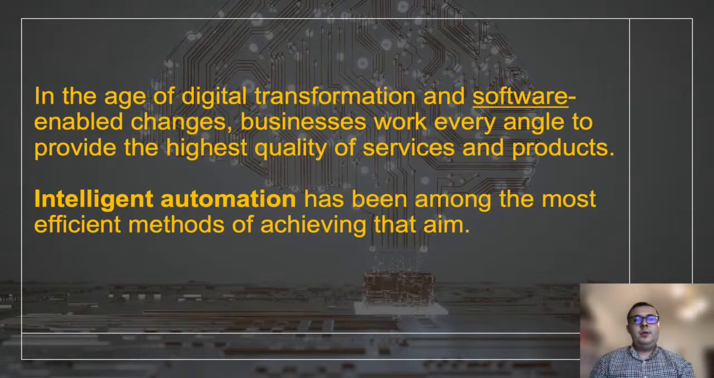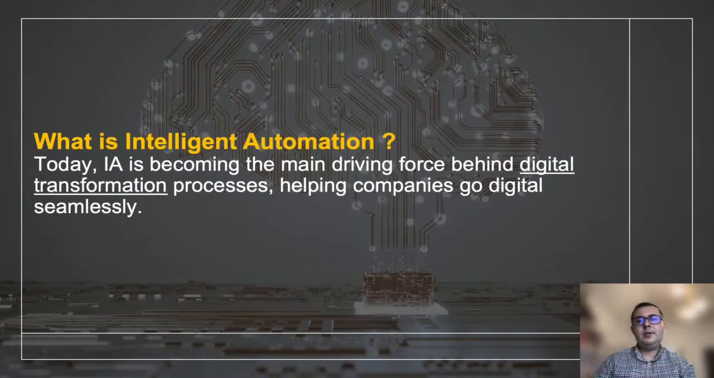So in the age of digital transformation and software-enabled changes, businesses work every angle to provide the highest quality of services and products. So basically, intelligent automation has been among the most efficient methods of achieving that aim. But what exactly is intelligent automation? Today, intelligent automation is becoming the main driving force behind digital transformation processes, helping companies go digital seamlessly.